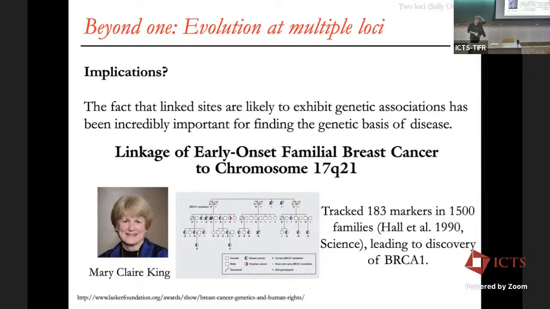And at the time she was told not to do it. She was told this is going to be a needle in a haystack. You only have 183 markers across the whole genome. What are the chances that you'll land near enough to the genes causing cancer to even find them? But she was stubborn, and stubbornness is a good trait in a scientist. She said, I'm going to do it anyway, see if I can find something. So she tracked these breast cancers and ovarian cancers through these families. And that led to the discovery of BRCA1, one of the most important genes contributing to heritable breast cancer.